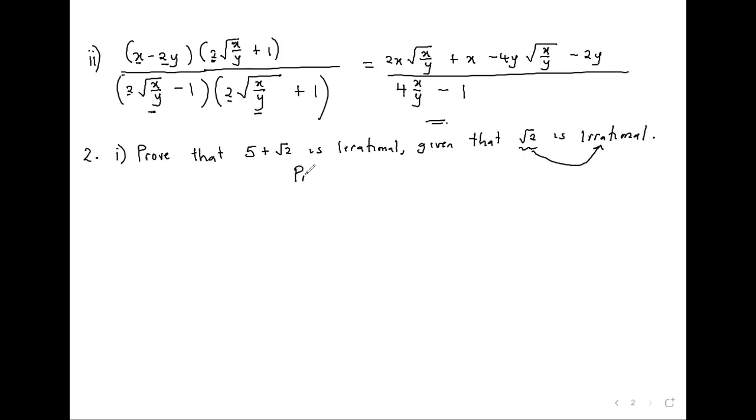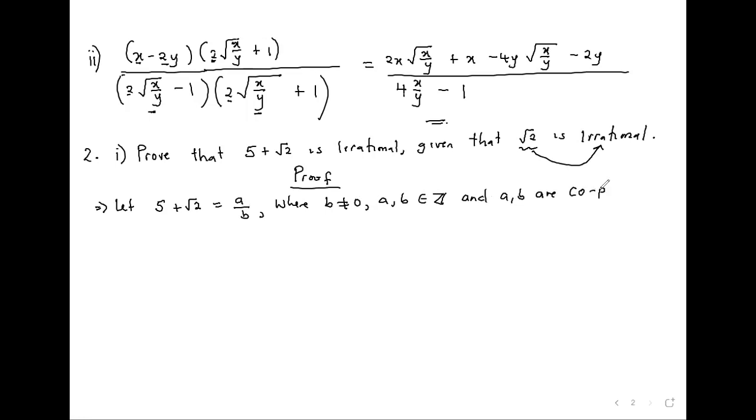So your work is not even complicated. You just do the normal thing. You say, let the whole given question, 5 plus root 2, be equal to a over b, where b is non-zero, then a, b are integers, and a, b are coprime. When you say coprime, we mean that they do not have any common factor apart from 1.